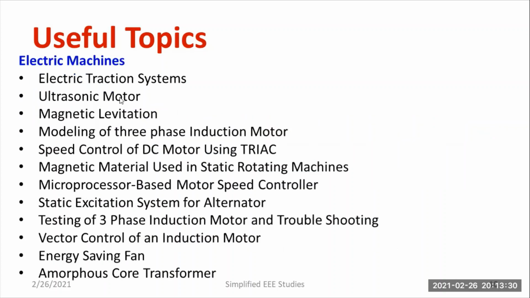Regarding continuation of electrical machines: electrical traction systems, ultrasonic motors, magnetic levitation, and speed control of DC motor by using triode for alternating current. That is called a triac. Magnetic material used in static and rotating machines. You must have studied this in electrical machine design. Then microprocessor based speed control of motor, then static excitation system for alternator, testing of three-phase induction motor and troubleshooting.